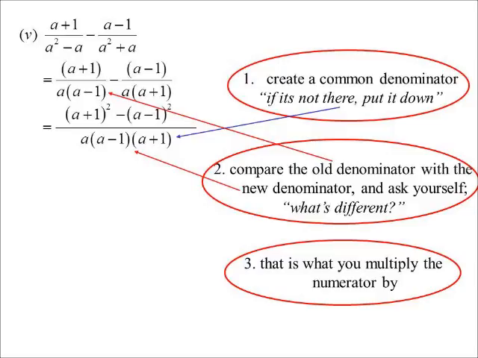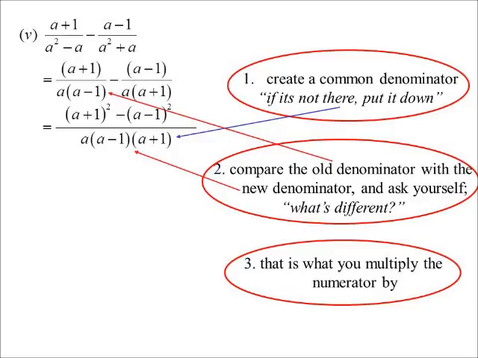Okay, we now have a single fraction, but I cannot cancel yet. Why not? What have I got to do before I cancel? Factorise, because look what's happened to my numerator. It's no longer factorised. I've got an expression of two terms there. So now we factorise the numerator: a plus 1 squared minus a minus 1 squared.